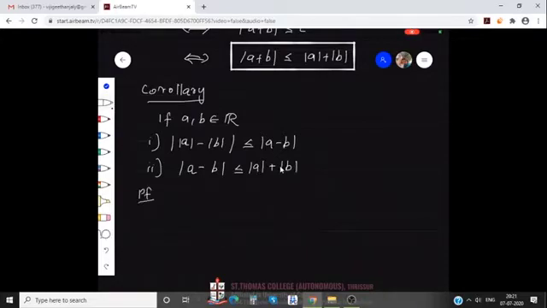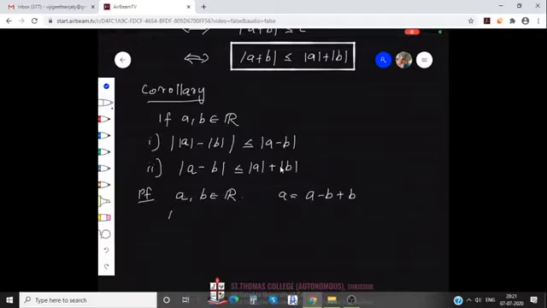We should prove this. So let's prove the first result. We are given that A and B are two real numbers. I'm writing A as A minus B plus B.